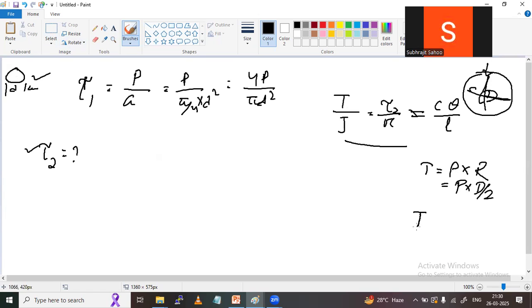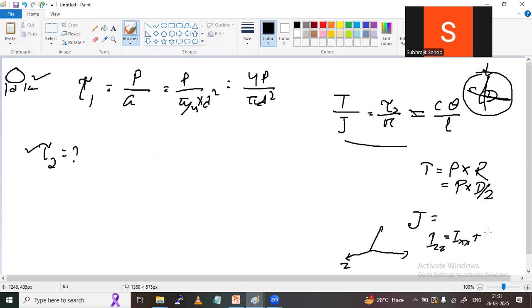J is polar moment of inertia. Polar moment of inertia means moment of inertia about the orthogonal axis. You know, there are three axes: x-axis, y-axis, and the z-axis. Right? So the moment of inertia about the z-axis is called polar moment of inertia. And for IZZ, you have to apply the perpendicular axis theorem.